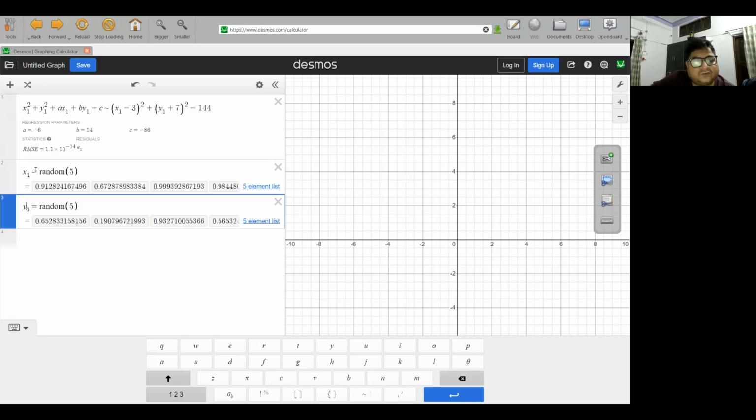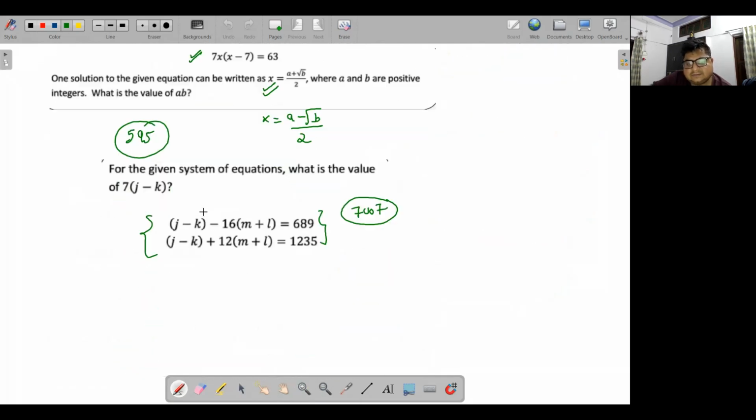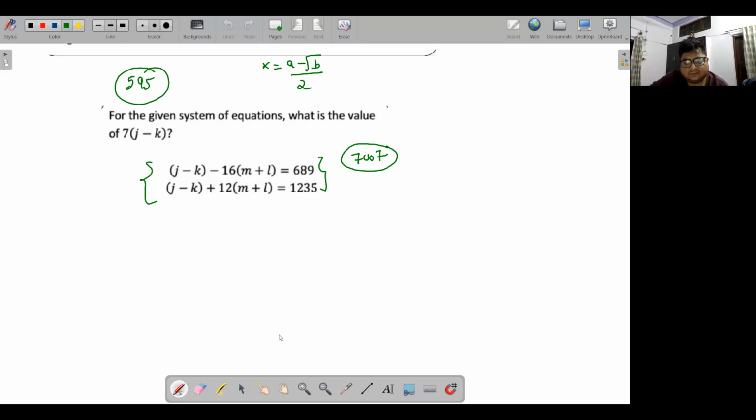Now they can use the x1 and y1 values and get c equal to minus 86. And even in the question, they are asking what is the value of c. So minus 86 is the correct answer. Meghna, is your doubt clear?